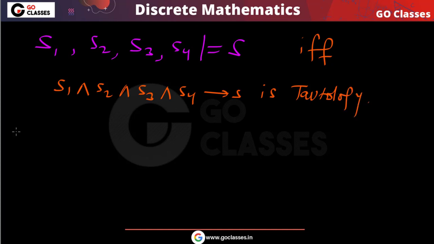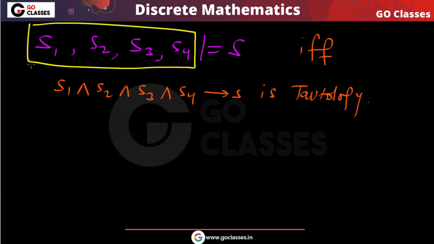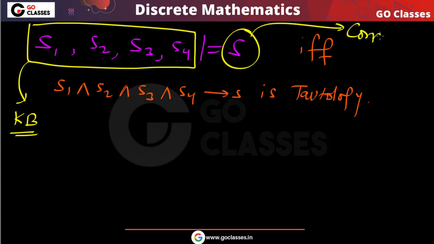This definition we have already seen, and remember this is called the knowledge base. And this we call the conclusion. So what is a knowledge base? The knowledge base is a set of premises.